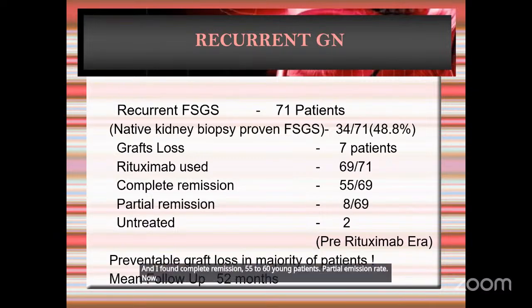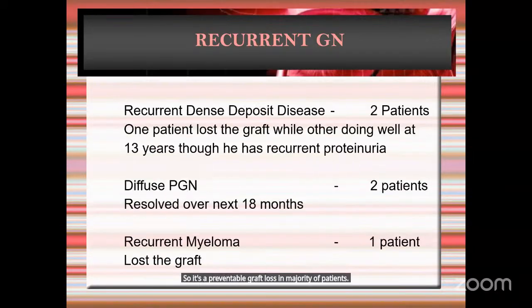Now, FSGS is a disease of multifaceted etiology. The final picture may be FSGS, but etiologies are many. So all patients are not going to respond to rituximab. Some will not respond. So it's a preventable graft loss in the majority of patients. Mean follow-up is 52 months.